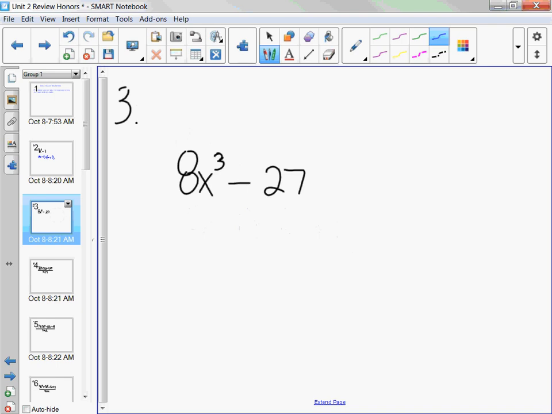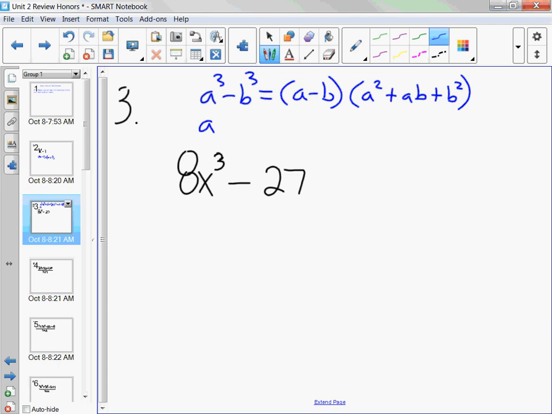The next problem, number 3, this one is a special type of factoring called a difference of two cubes, and we have a formula: a cubed minus b cubed is equal to a minus b times a squared plus ab plus b squared. Also, your other problem, number 4 on here, is a sum of two cubes, and that's going to be a plus b, a squared minus ab plus b squared. Just remember that the signs change a little bit.